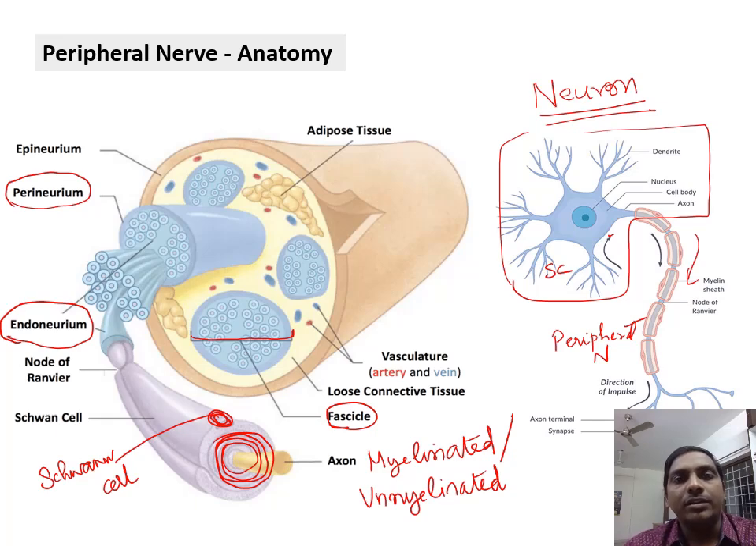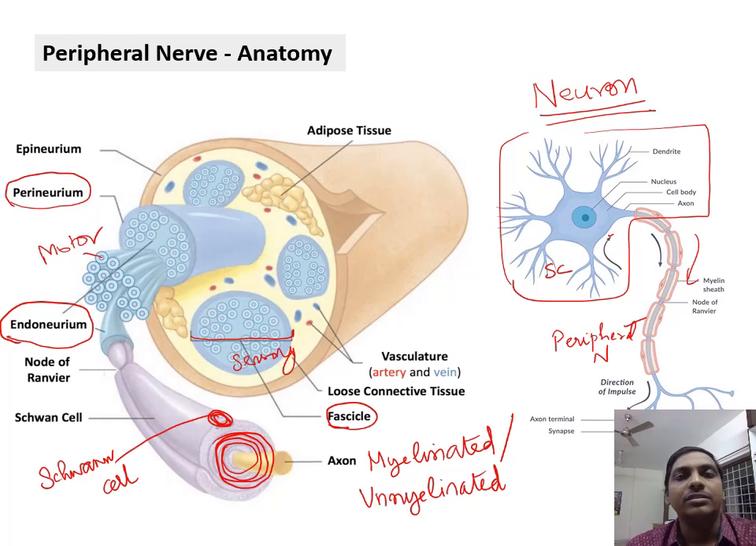This nerve fascicle can be a group of either motor neurons or sensory neurons. For example, if you take a median nerve, it has both motor and sensory functions. This fascicle can be a motor unit, and this fascicle can be a sensory unit.